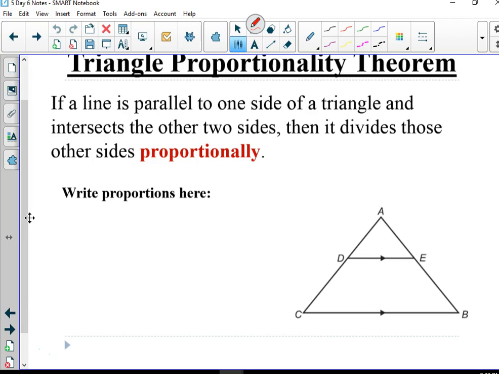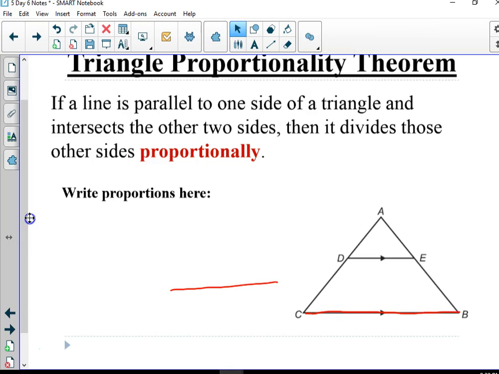So we've talked about something similar before. We talked about the mid-segment. But the thing about this line that is parallel to the side, well, let's draw a better one that's actually going to be parallel. This line does not have to be at the midpoints. It does not have to be a mid-segment. It can be anywhere along here. And no matter where it is, as long as it stays parallel, it divides the other two sides proportionally.